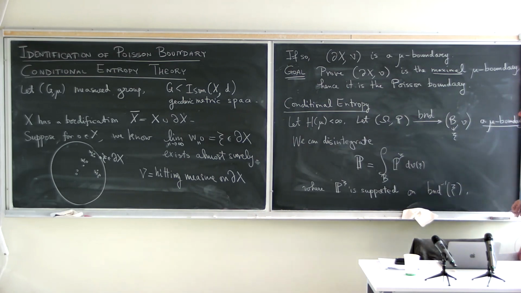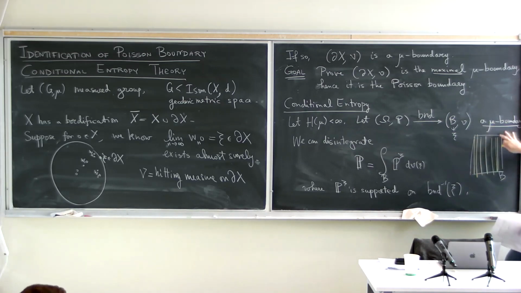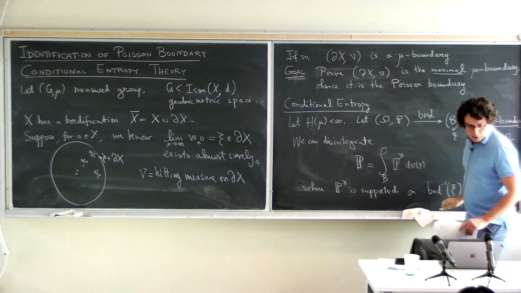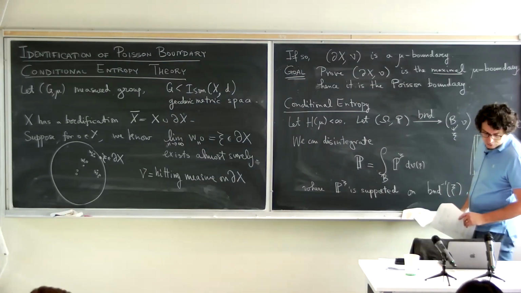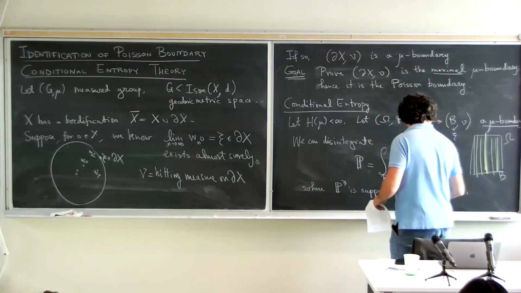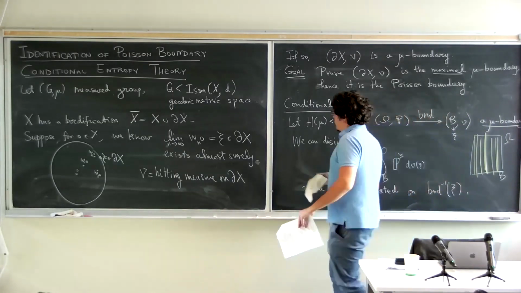So every time you have a measurable map, measure theory tells us that you have B here, you have Omega, and you have a sort of fibration in the sense of measure theory. So you have a measure in the global space, and on each fiber, or at least on generic fibers, there is a measure which is induced from this, right? So that's the classical disintegration theorem.